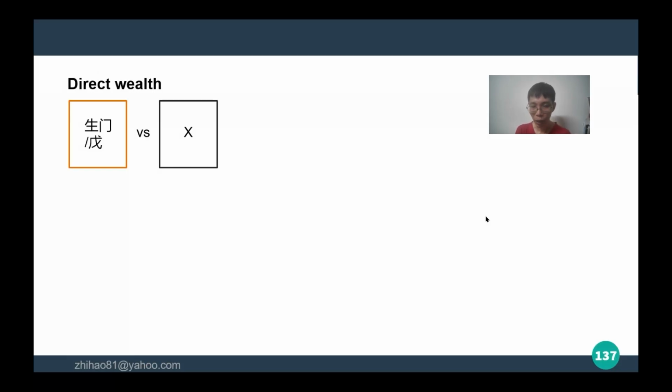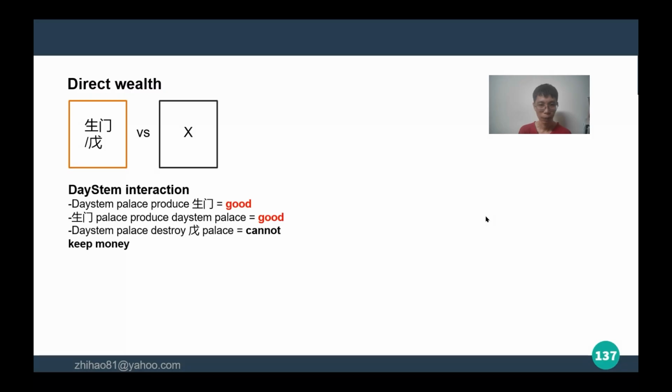So in order to look at how we interact with direct wealth, let's look at palace to palace interaction, where one contains 生门 or 物 versus the other palace. Okay, the first one, you have your day stamp interacting with your 生门. So 生门 is the first one, and then your day stamp is on the other palace. So if the day stamp is producing the 生门, it is a good sign. If it is the 生门 producing the day stamp palace, it is also a good sign.